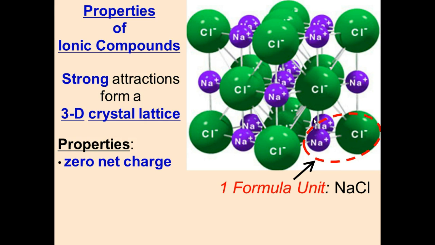They have zero net charge, and the whole reason it has a zero net charge is because it's an octet, and so the positive cation and the negative anion cancel out. So sodium has a charge of 1 plus, while chlorine has a charge of 1 minus, and that is why it cancels out. And then we have a high melting point, and high melting point has to do with these tight bonds.